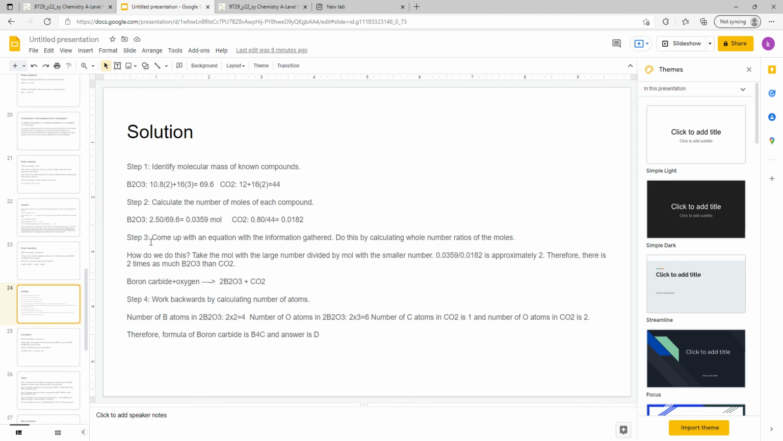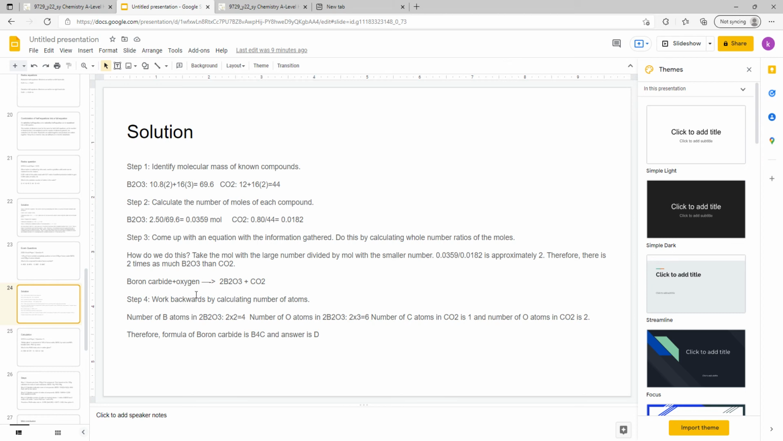So in step 3, we come up with an equation of the information gathered. We do this by calculating whole number ratios of the moles, as mentioned previously. We can do this by taking the mole with the larger number divided by the mole with the smaller number. In this case, there is more of B2O3, which is 0.0359, as compared to CO2, which is 0.0182. After you divide it, you find it is approximately 2. Therefore, we can say there is approximately 2 times as much B2O3 as CO2. Right, so these are the products, 2 moles of B2O3 and 1 mole of CO2. Then we have an unknown amount of boron carbide and oxygen.